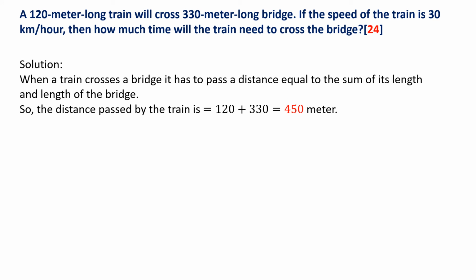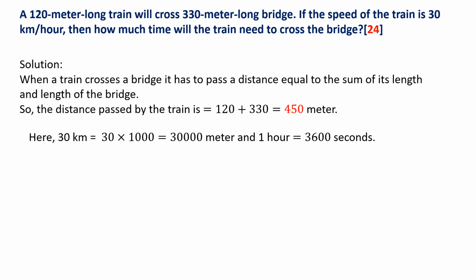So as you can see, the distance passed by the train is 120 plus 330, or 450 meters, because when the train is passing a bridge, it traverses a distance equal to the sum of the length of the train and the length of the bridge itself.